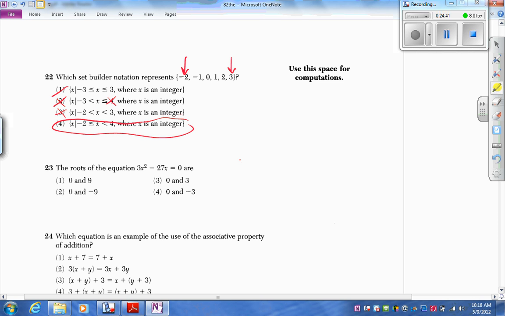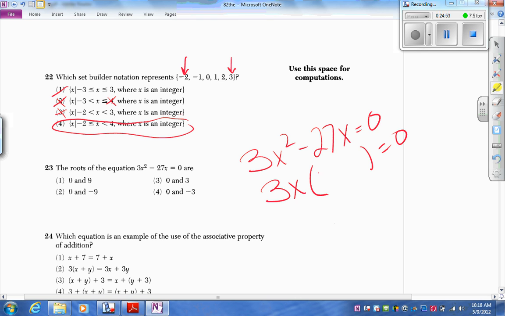Roots. What's the first rule of factoring? I didn't hear you. Oh, it's because I'm a computer. Take out the GCF. The GCF is 3x. I'm left with x minus 9. I'm done. T-chart. This one gives me 3x equals 0, or just x equals 0. And this one gives me x equals 9.